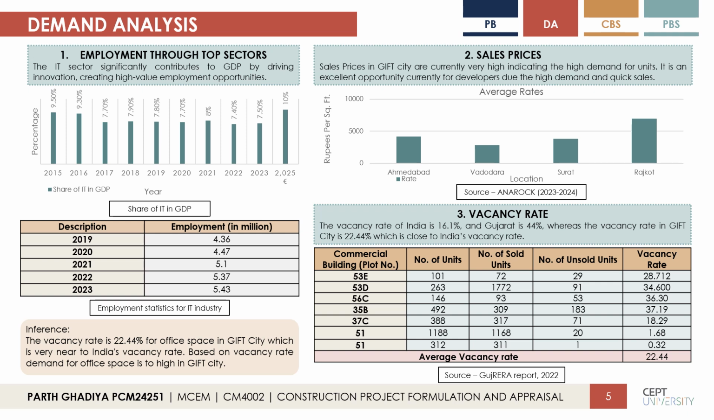Now moving to the vacancy rate. The vacancy rate of India is 16.1% and Gujarat is 14.4%, whereas the vacancy rate in GIFT City is 22.44%, which is very close to India's vacancy rate. The table shows the vacancy rate for the different commercial buildings in GIFT City.